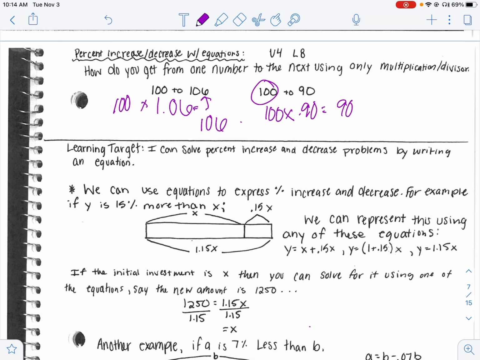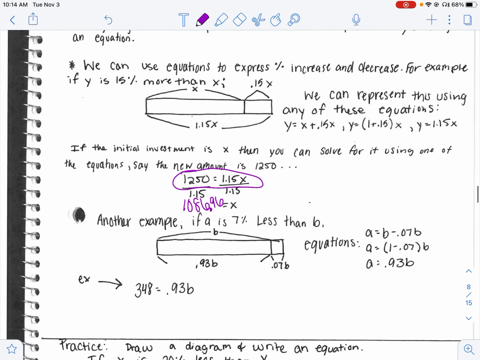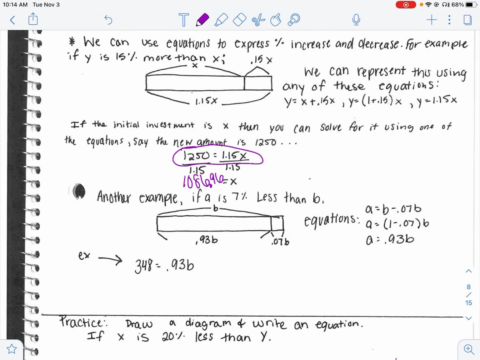So if the initial investment is $1,250, we have in the equation $1,250 equals 1.15x right here. We have to divide by 1.15 to get x by itself. When we do that, so $1,250, we need to divide by the 1.15, and we get 1,086.96.